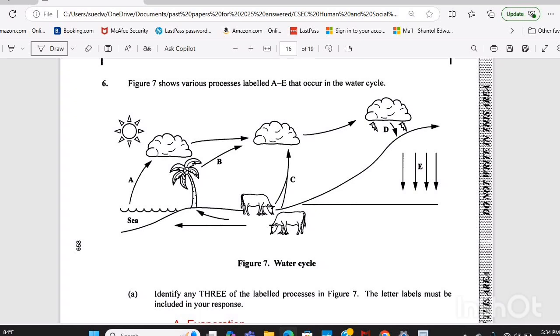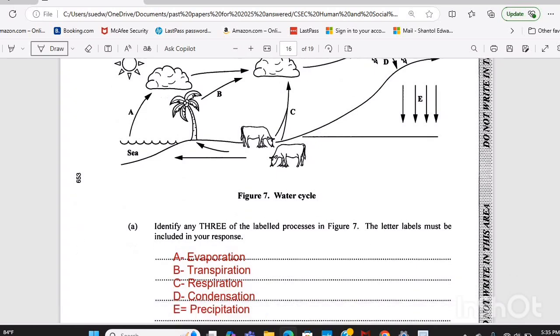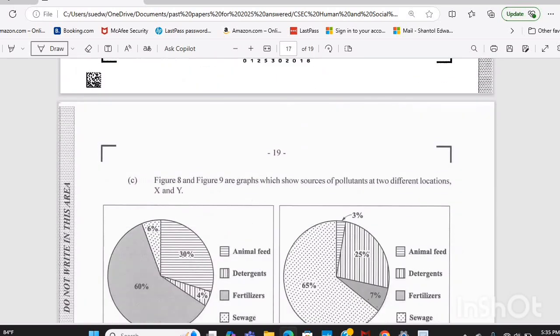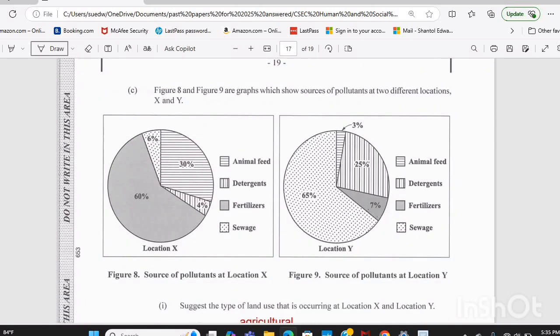Now, people, whenever you see an arrow leaving animals, whether it be cows, goats, humans, going up to the air, you must know that it is respiration. All right? Now, B, list 3 ways in which water can be purified in your home. And if it says list, you just list. You can boil water, use chlorine, and distill water at your home. Last part of the question.